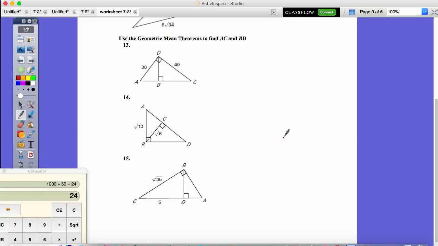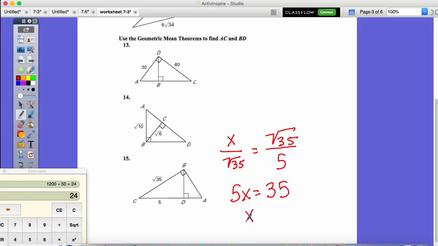And for the last problem, we want to find AC, which is the entire hypotenuse, and we also want to find BD. This one's a little bit simpler because they've given me the leg. AC is the length of the entire hypotenuse. I don't know that, so I'm going to call that X. But I do know the part of the hypotenuse attached to the leg has a length of 5. So 5x equals radical 35 times radical 35, which is 35. X equals 7. So AC, the entire thing here, is 7.